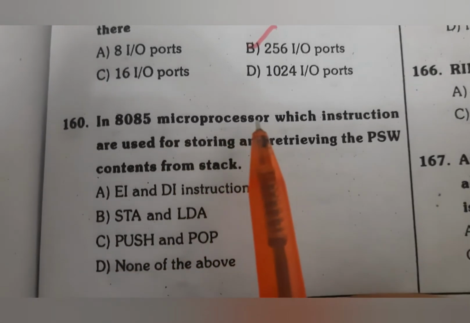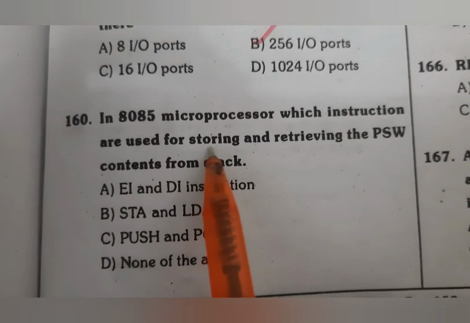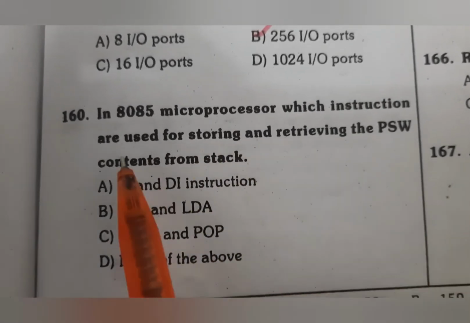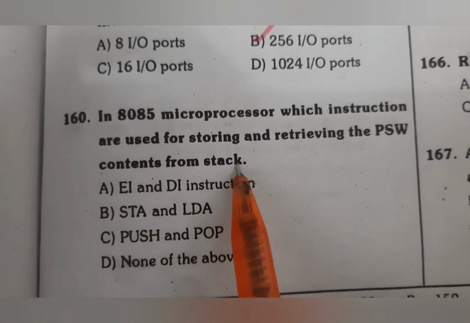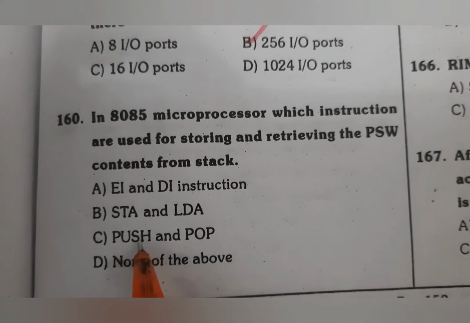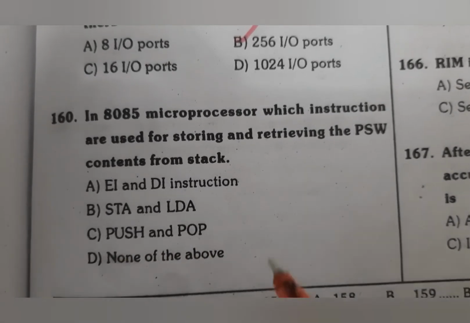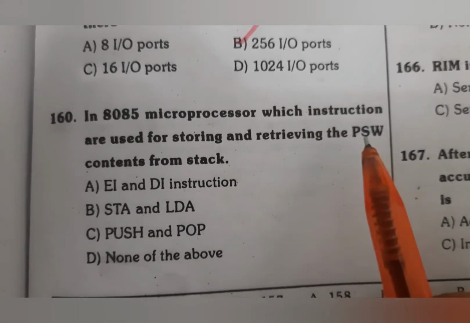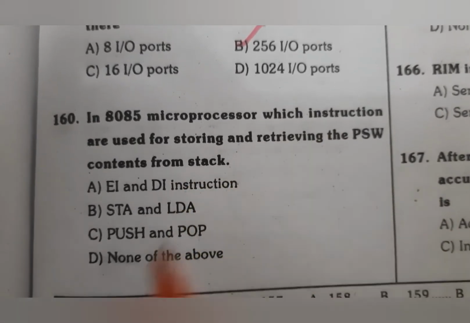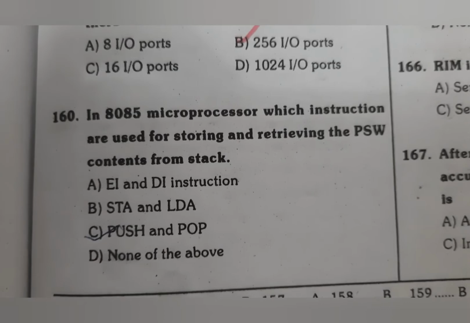In the 8085 microprocessor, which instructions are used for storing and retrieving the PSW content from the stack? Here the answer is PUSH and POP. These are the instructions used for storing and retrieving the PSW content from the stack. So here the answer is C.